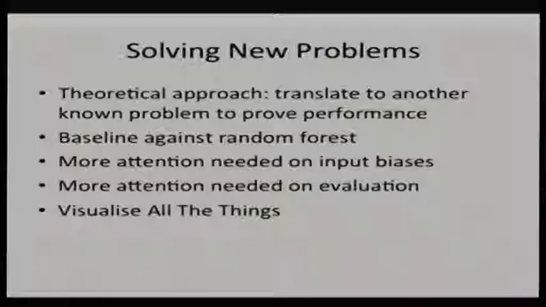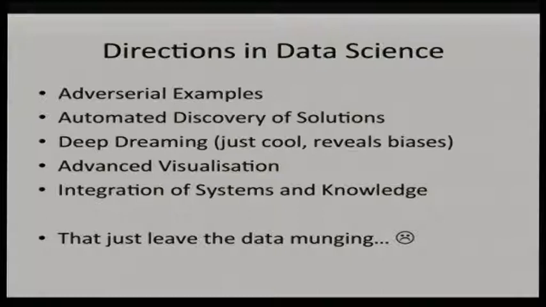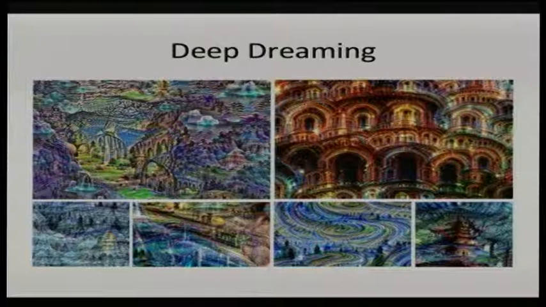I'm going to skip over this one and get into some of the directions in data science. Okay, this is just cool. This is something called deep dreaming. This is the intermediate visualization of a neural network.